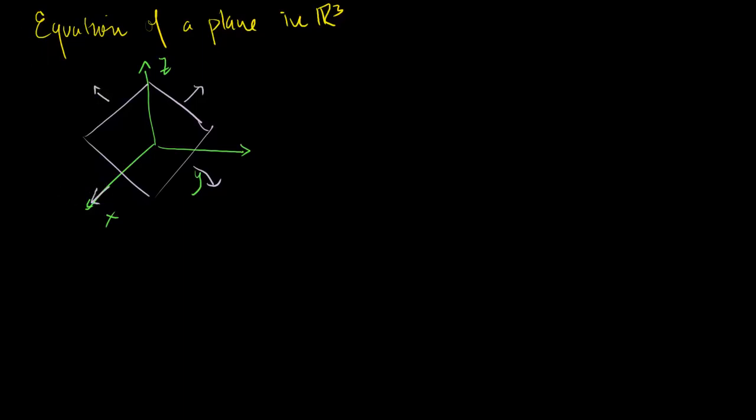Now, the equation of a plane, and you've probably seen this before, it's a linear function of x, y, and z. So it's ax plus by plus cz is equal to d. If this is the graph of that plane, then that means that every x, y, and z on this plane satisfies this equation.